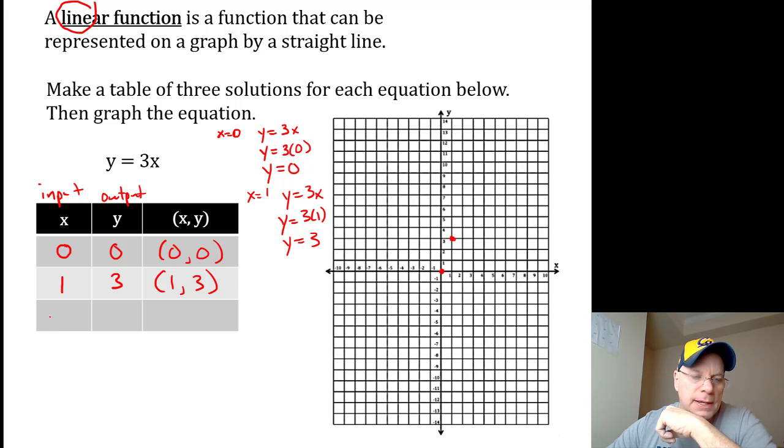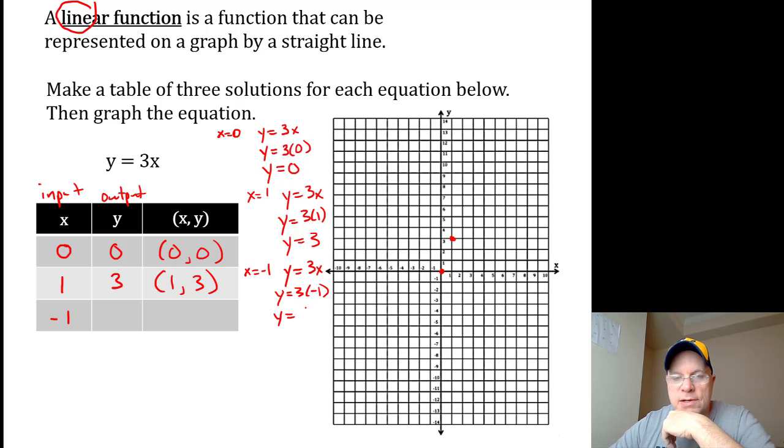I want you to see that you could pick negative values, of course. You could also pick fractional values. And depending on the function, there are some clever choices you can make. We'll get to that in a minute. But let's just pick negative 1 as an input. If x is negative 1, the function's the same. y equals 3 multiplied by x. So when I substitute negative 1 for x, y will equal 3 multiplied by negative 1. And positive times negative is negative, so y is negative 3. So when I input negative 1, my output is negative 3.